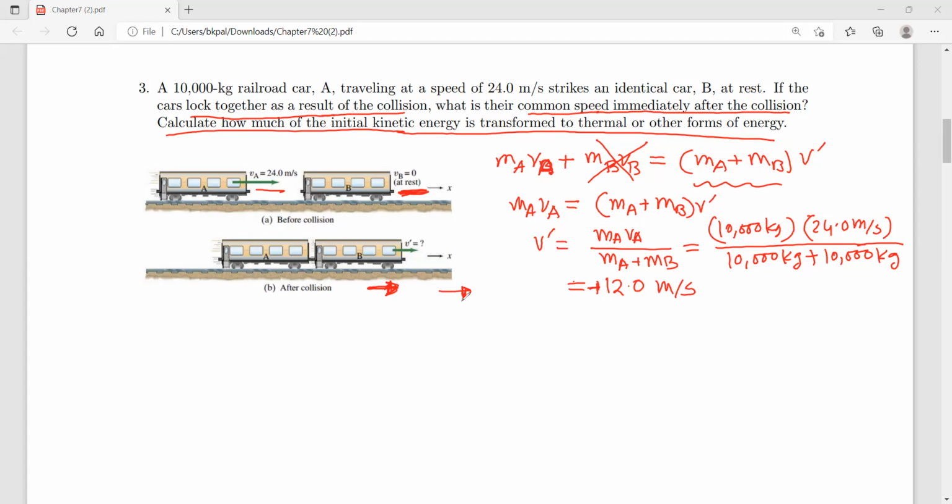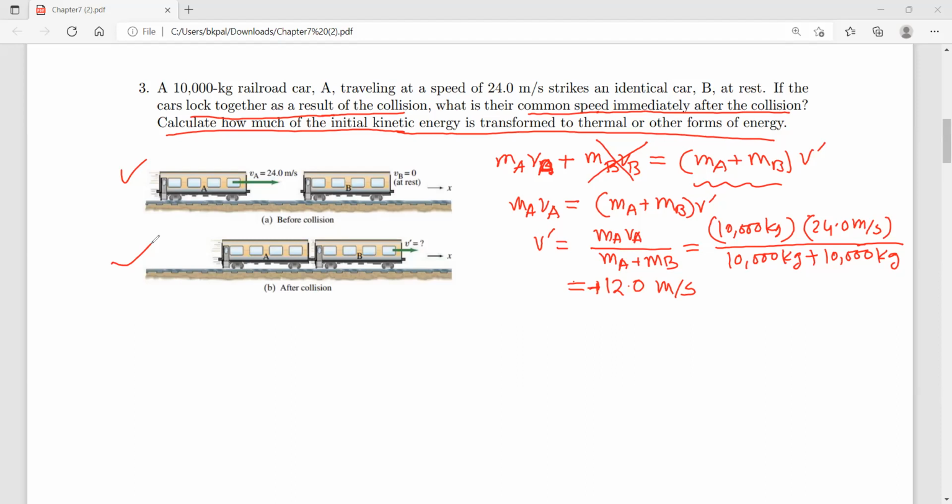Now the next part asks what the loss of kinetic energy is. It didn't ask directly, but it says to calculate how much of the initial kinetic energy is transformed to thermal or other forms of energy. That means there is a loss of kinetic energy. If I know the kinetic energy initially and the kinetic energy finally, we can subtract one from the other and get the loss of kinetic energy to other forms.